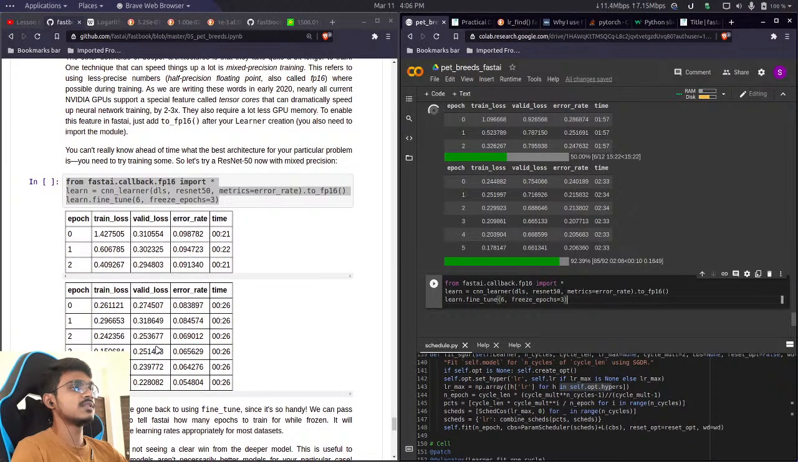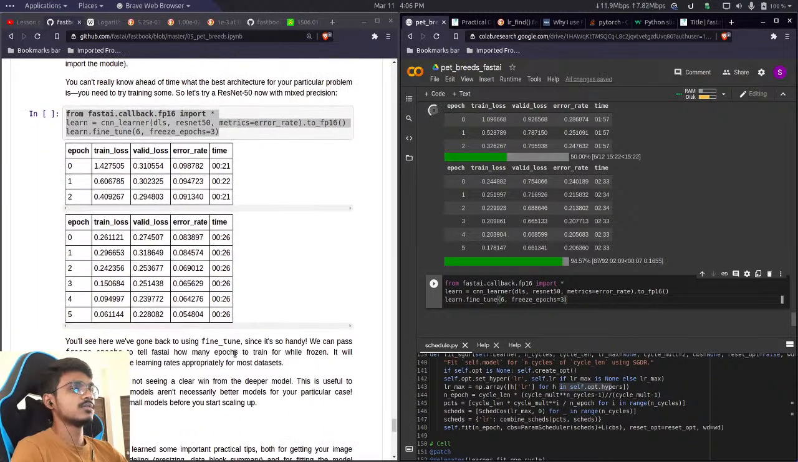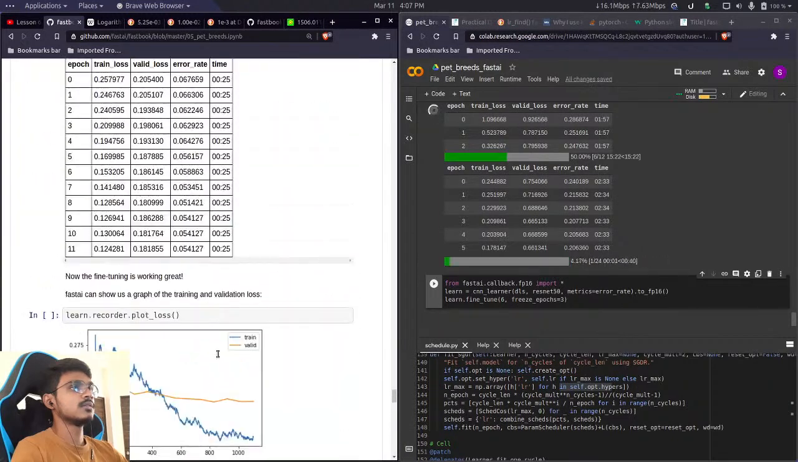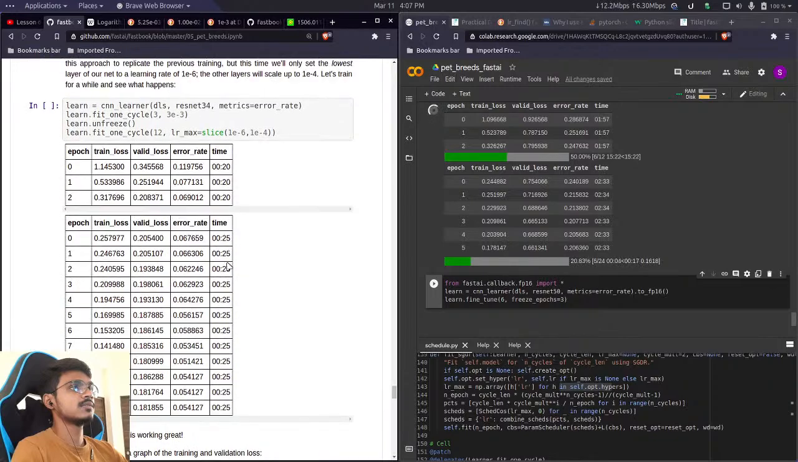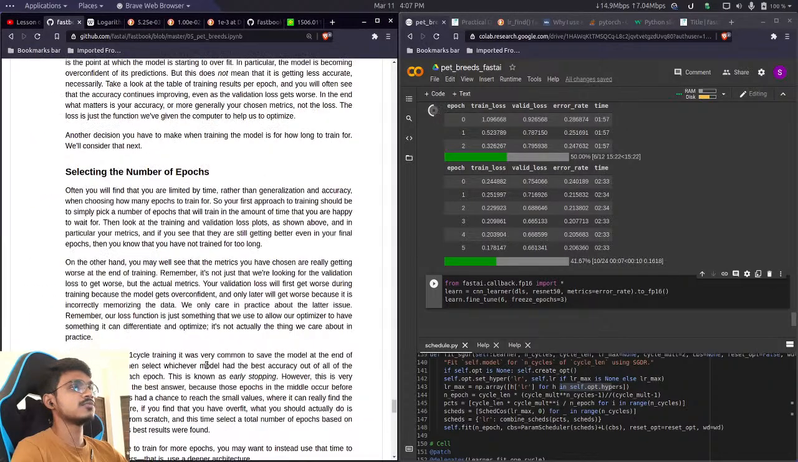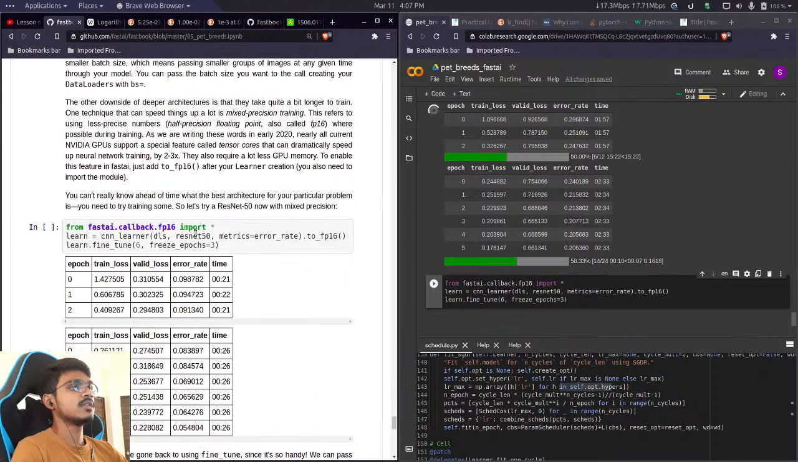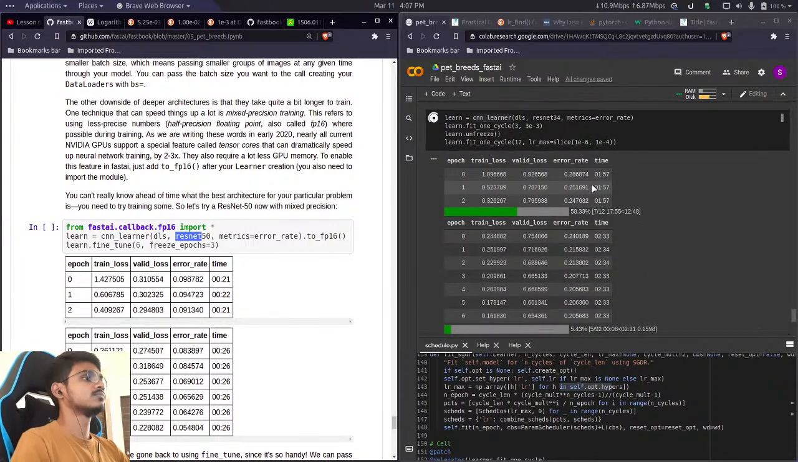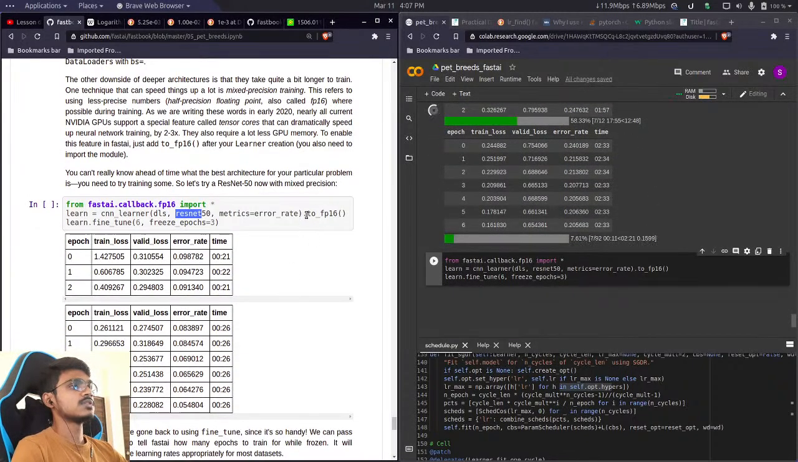But if we check these results from the notebook, this model takes 26 and this model takes 25, so it is almost the same. And given that this model is trained with a denser architecture, which is the ResNet-50, and the previous model was trained using ResNet-32, this method does improve the time.